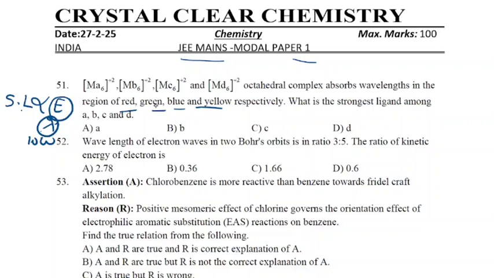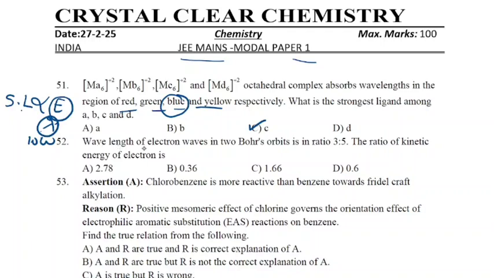Based on this, we can say that the one which readily absorbs the blue color, with the lowest wavelength among the given colors, will be the stronger ligand, and this blue is meant for this ligand C, right? So C is the strongest among the given. I hope you understand it well.